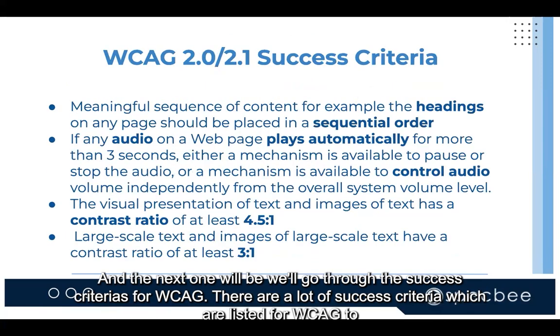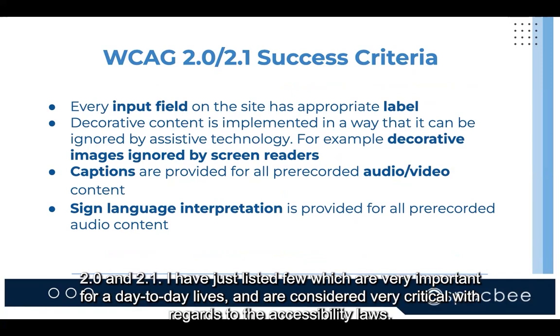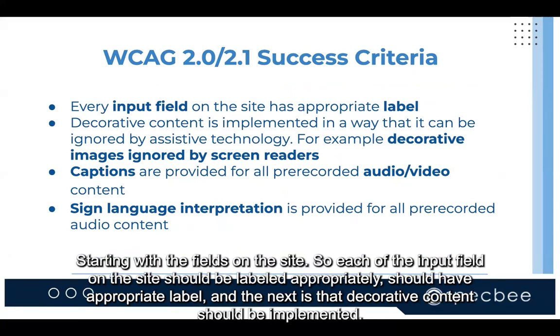The next one is the success criteria for WCAG. There are a lot of success criteria listed for WCAG 2.0 and 2.1. I have just listed a few which are very important for our day-to-day lives and are considered very critical with regard to the accessibility laws. Starting with the fields on the site, each of the input fields on the site should have an appropriate label.